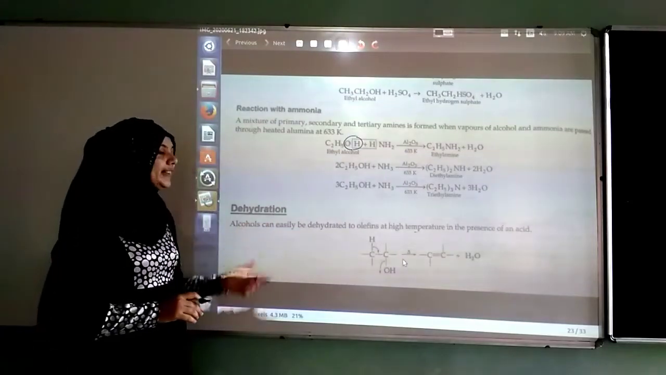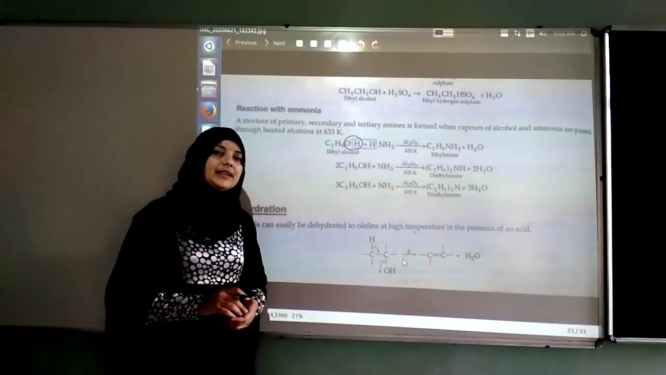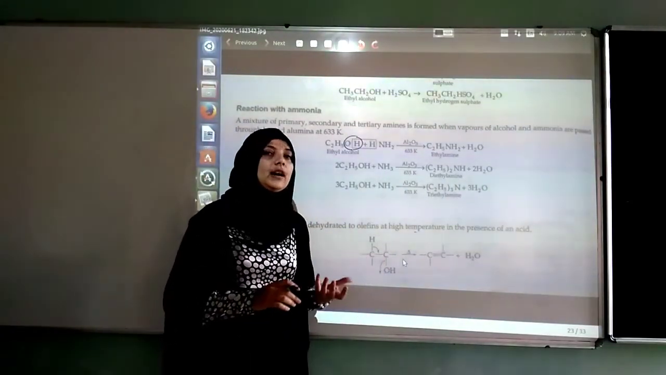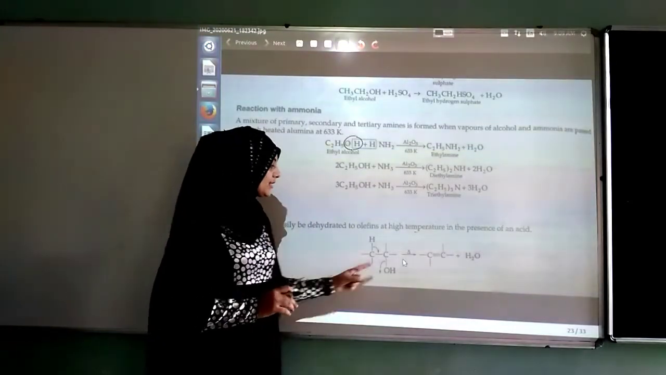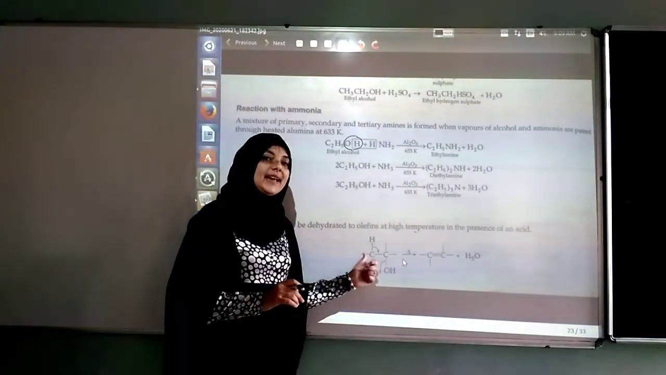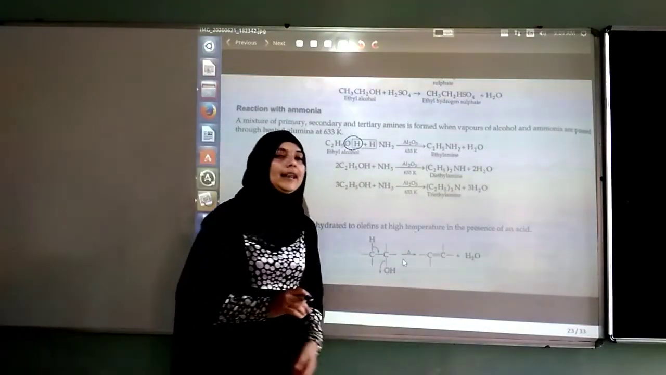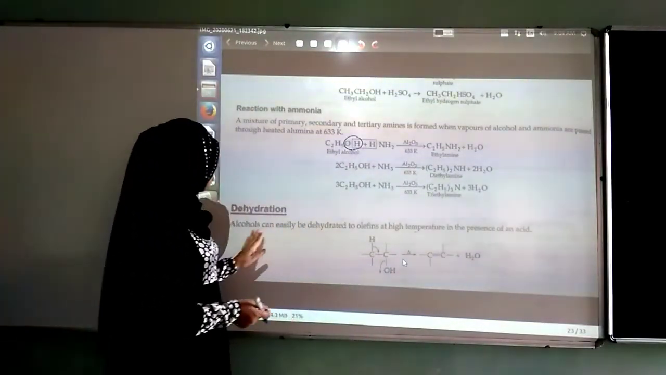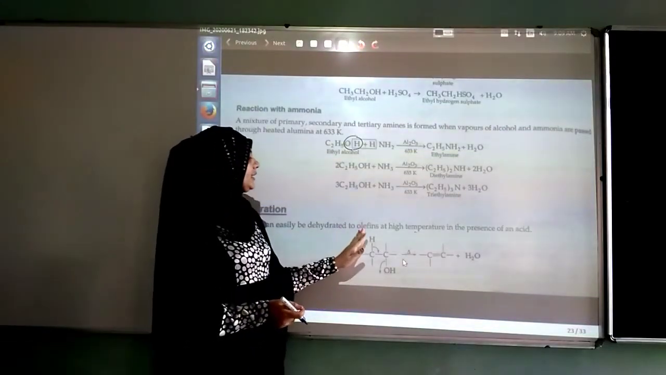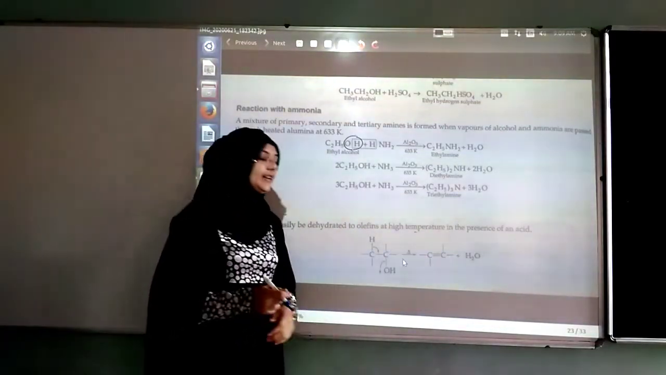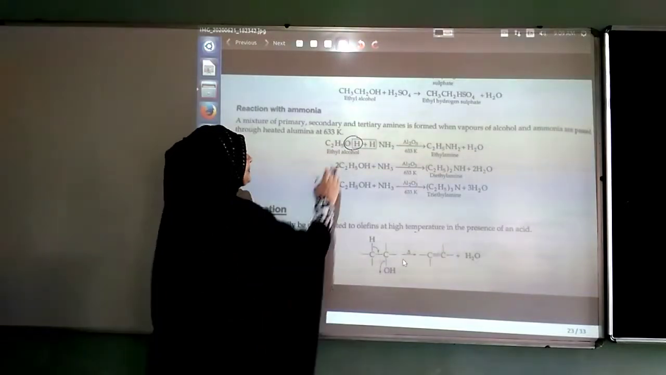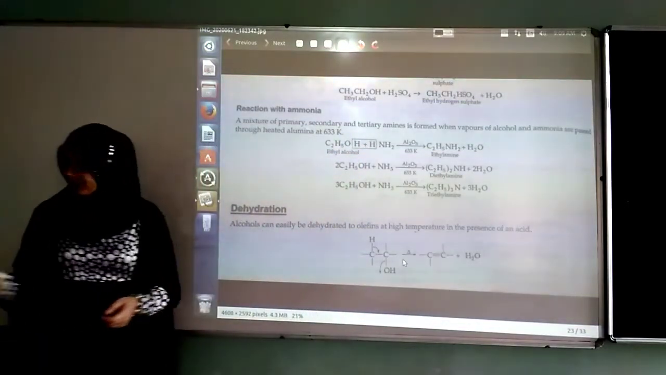Here we also have dehydration. This dehydration can also be called alpha-beta elimination, because from the carbon from which OH is going, the H will compulsorily go from the adjacent carbon, and that results in an alkene. So herein, alcohols can easily be dehydrated to olefins at a higher temperature in the presence of acid. Let us see.